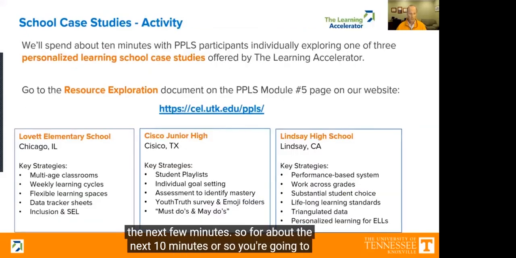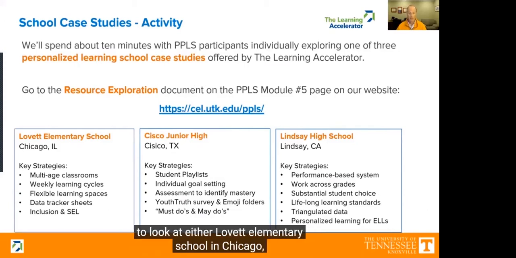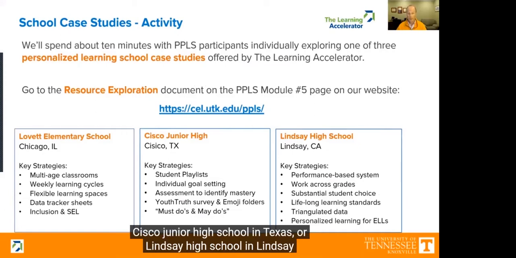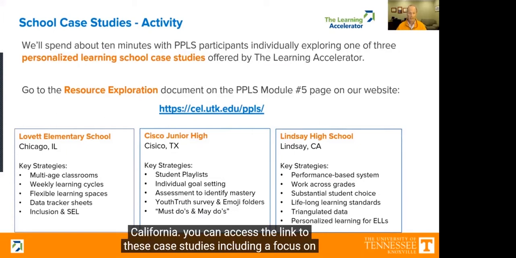So, for about the next 10 minutes or so, you're going to work independently to explore one of 3 personalized learning school case studies from the Learning Accelerator shown on the current slide. You're going to look at either Lovett Elementary School in Chicago, Cisco Junior High School in Texas, or Lindsay High School in Lindsay, California. You can access the link to these case studies, including a focus on a key personalization strategy, on the Principal Professional Learning Series Module 5 page on our Center for Educational Leadership website.